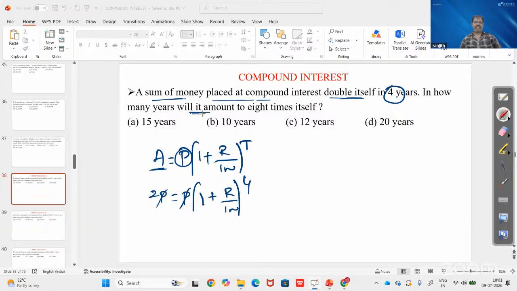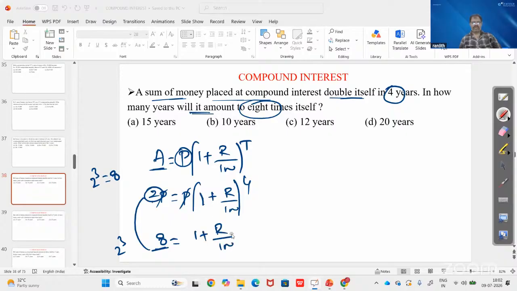In how many years will it become 8 times? To get 8, we already have 2 here. To get 8, how many times do we need to multiply, or how many times will it be squared or cubed? To get 8, we need the cube of 2. So 2 cube equal to 8. On the left side I'm taking 2 cube, and on the right side we also need to take the cube: (1 plus R by 100) whole to the power of 4, whole to the power of 3. So that will be 4 threes are 12. So the answer is 12 years.